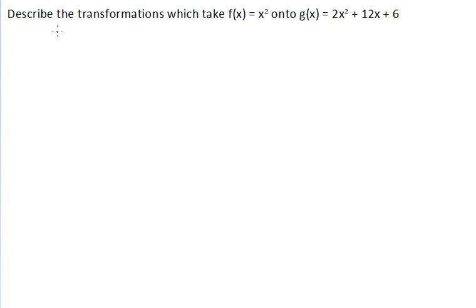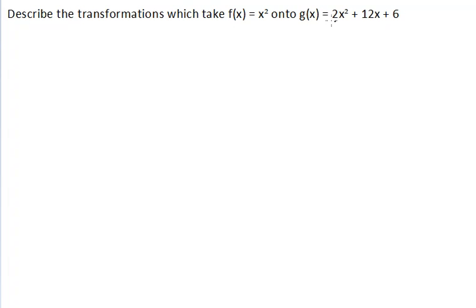So this is a video on transformations, and this is more like a question you might find on an IB exam paper. So let's have a read through it. It says, describe the transformations which take f(x) = x² onto g(x) = 2x² + 12x + 6.